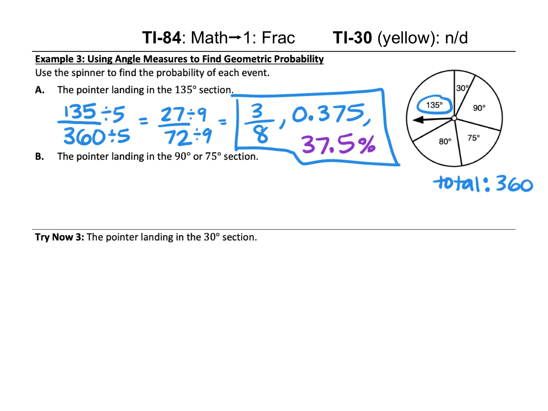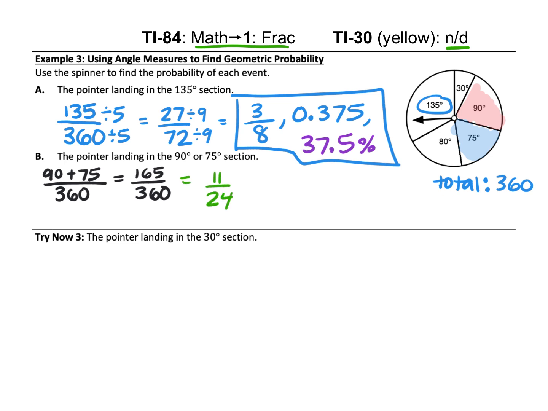Next, let's look at the pointer landing in a 90 or 75 section. This means that it can be in either. It could land in the 90 section, or it could land in the 75 section, so we need to put those together. Let's take 90 plus 75, and then divide by the total number of degrees in the circle, 360. We add that together, we get 165 over 360. Then you can use the math fraction button or the N over D button to simplify your fraction, and it ends up being 11 over 24.